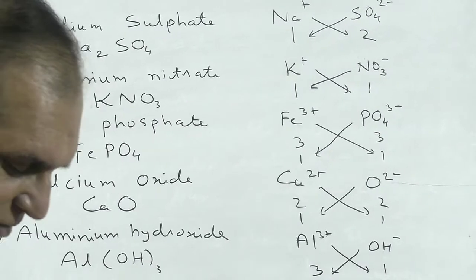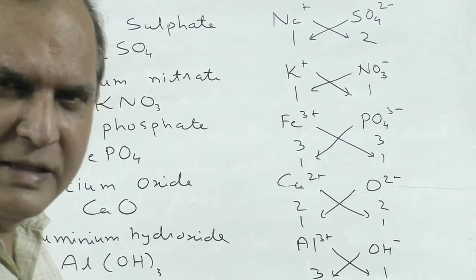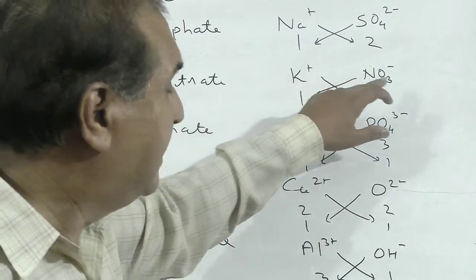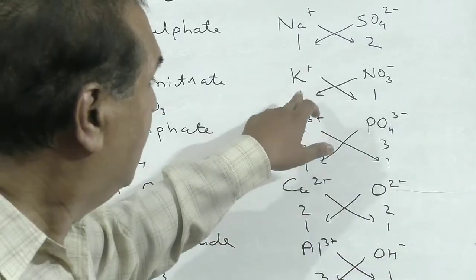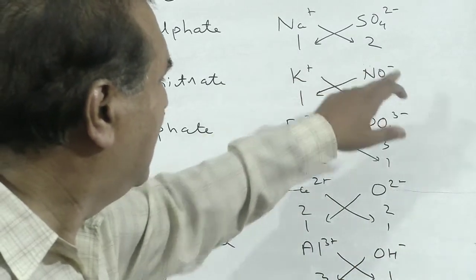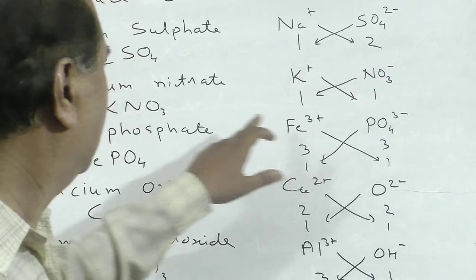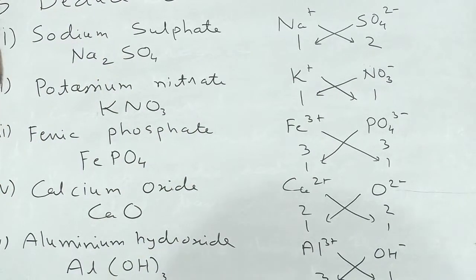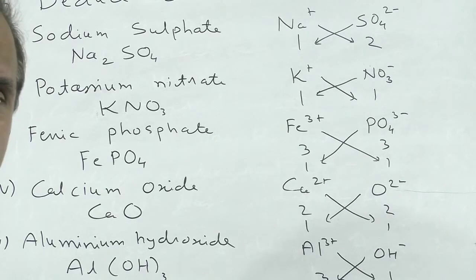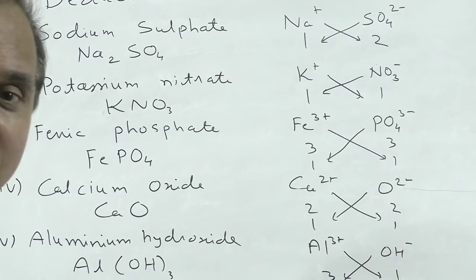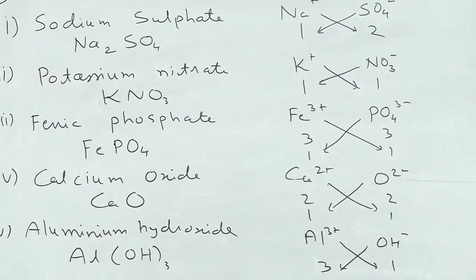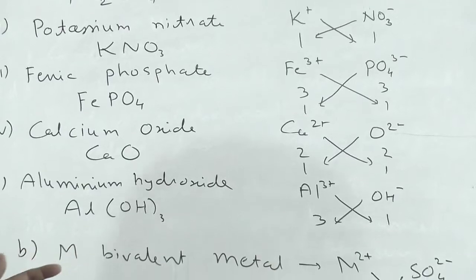Potassium nitrate. Okay. Look at the table. K, potassium K plus. You will find nitrate NO3 minus. 1 plus, 1 minus. KNO3 is the formula. Finish. Understood? You make more practice. Find out different ones, and make different compounds also using the table. Okay. See. Ferric phosphate.